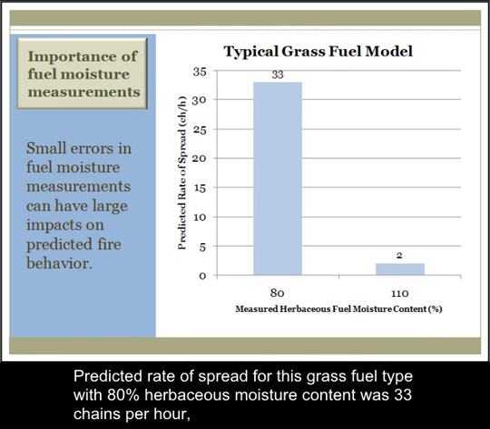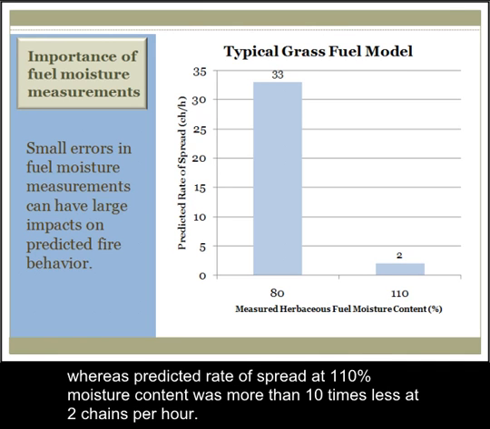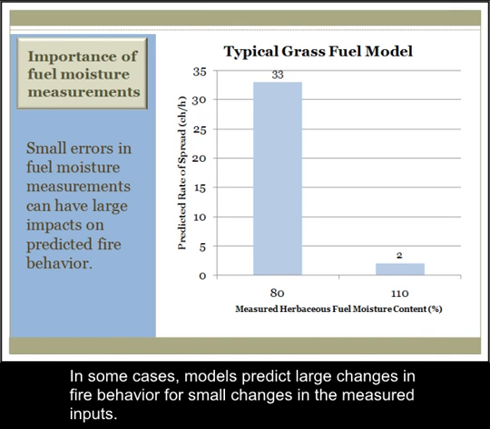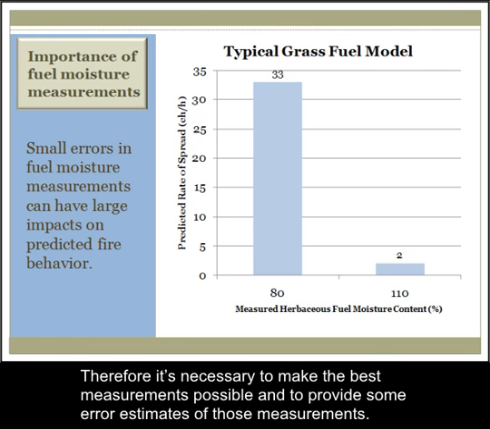Predicted rate of spread for this grass fuel type with 80% herbaceous moisture content was 33 chains per hour, whereas predicted rate of spread at 110% moisture content was more than 10 times less at 2 chains per hour. In some cases, models predict large changes in fire behavior for small changes in the measured inputs. Therefore, it's necessary to make the best measurements possible and to provide some error estimates of those measurements.